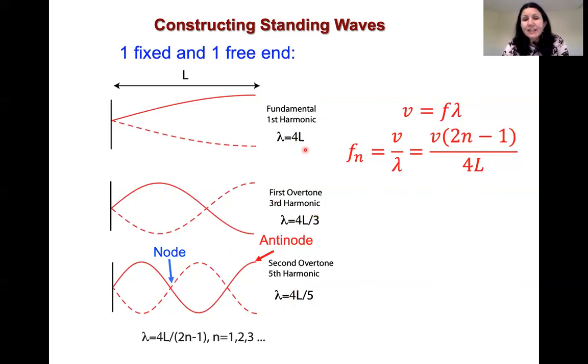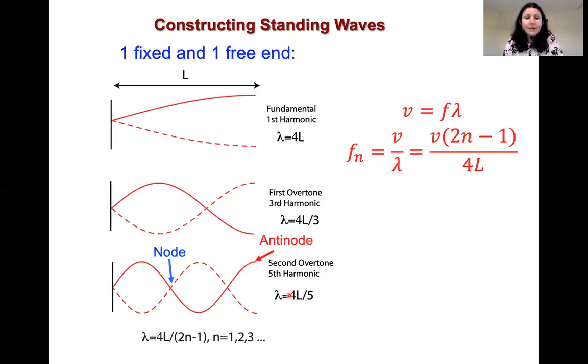So what you're seeing here is only odd harmonics. You only get these odd multiples. So this is known as the fundamental again, but it could also be called the first harmonic. This is the third, the fifth, but in musical language, this is still known as the first overtone, the second overtone, and so on.